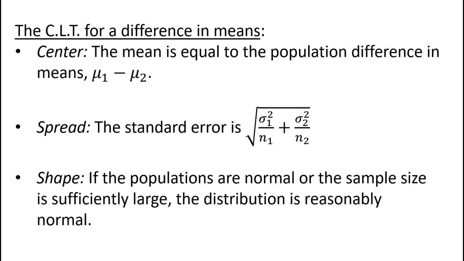The formula for the standard error is given on the screen, and if the populations are normal, or the sample size is sufficiently large, the distribution will also be reasonably normal. The larger the sample size, the more the sampling distribution tends to a normal distribution. A normal distribution is a good approximation as long as n1 and n2 are both greater than or equal to 30.